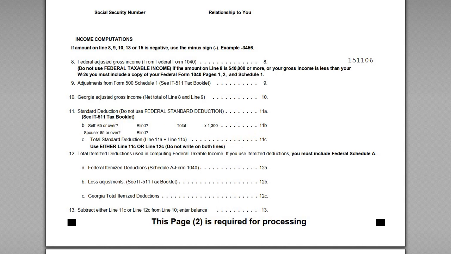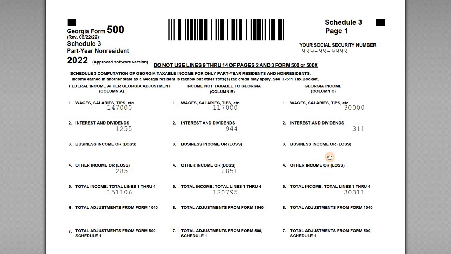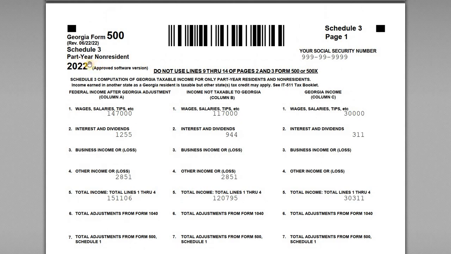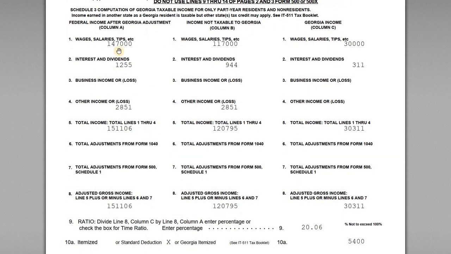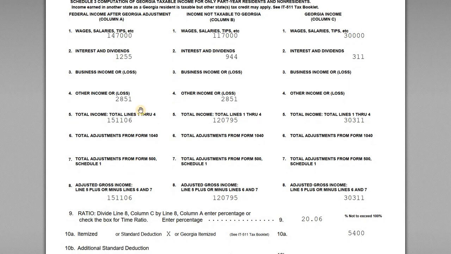So let's go to Schedule 3. Now Schedule 3 for part-year and non-residents, and a reminder here, do not use lines 9 through 14 on pages 2 and 3, right? Use this instead. So on the far left, column A here, we have federal income after any Georgia adjustments if needed. So this is completed as if you were a full year Georgia resident, right? So you're reporting all your wages, all your investment income.